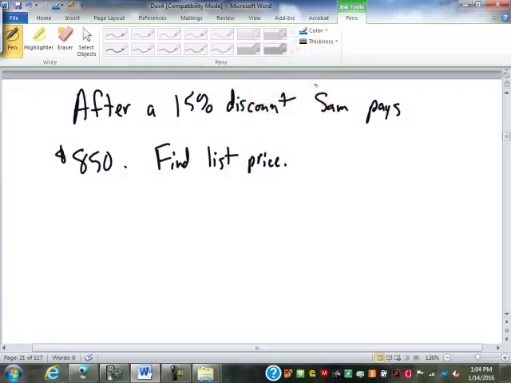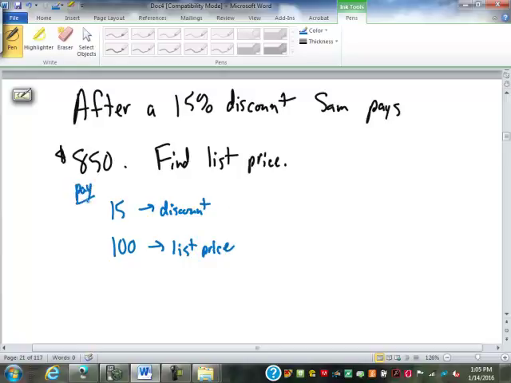Okay, so what percent are we going to be using? The 15% represents the discount, right? There's always 100% in here somewhere, but that represents the list price. That's what we're looking for. But the 850 is that discounted price, or the amount that we pay. What percent represents that?